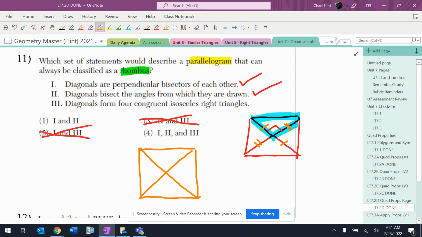If I draw a square, which is also a rhombus, a square is a type of rhombus, I have perpendicular diagonals, and then all 4 of these things are isosceles triangles, because the diagonals are congruent and they cut each other in half. So then this is true for a square, but a square is a rhombus.